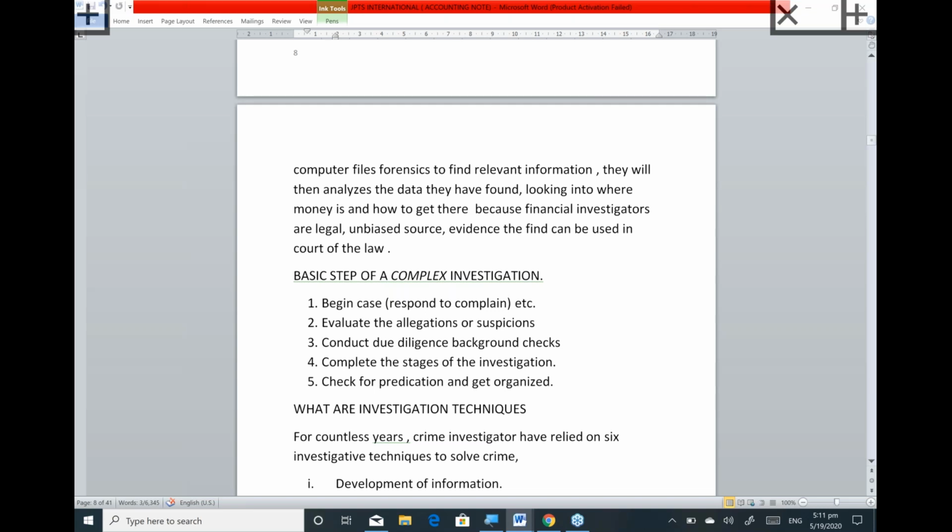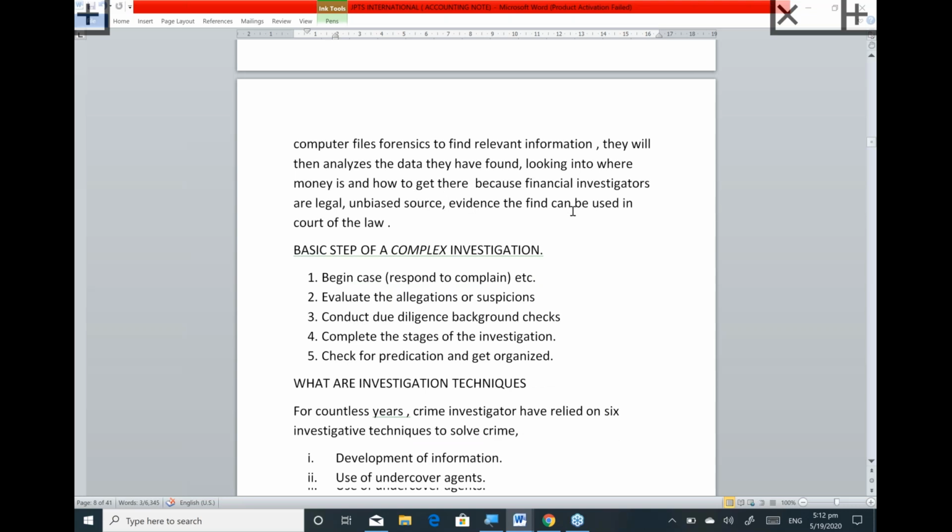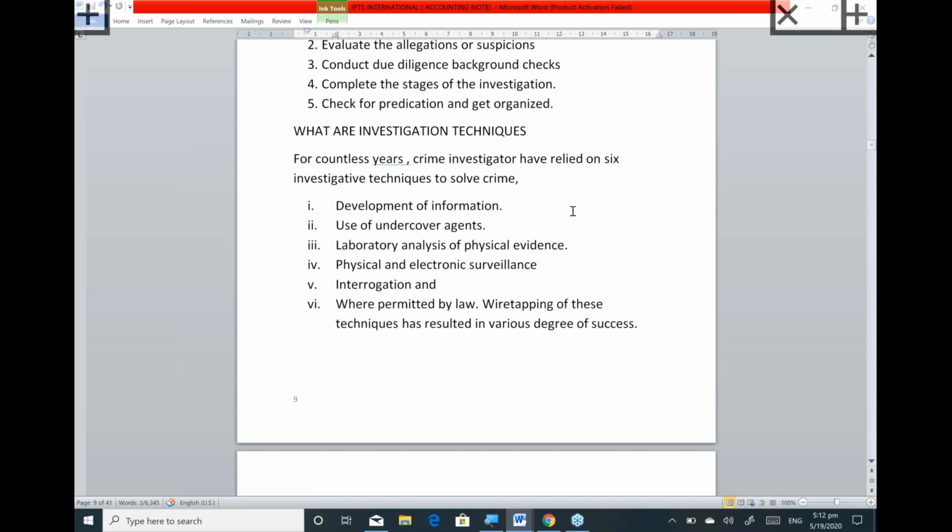After the stage of investigation, then check for predication, and get organized. So if the person that they are related this problem to is doing it, then we need to arrest him, then give him to the law so that the law should take its preeminence. Then what are investigation techniques? For countless years, crime investigation have relied on 6 investigation techniques to solve crime.